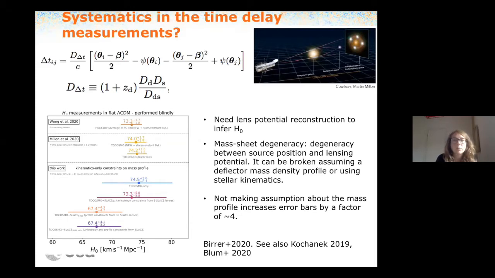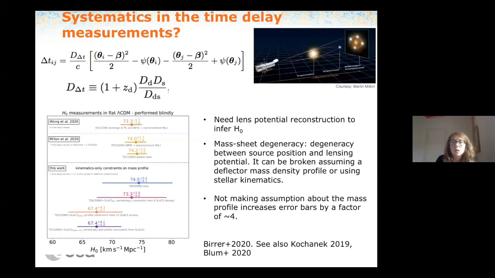For example, the baseline values that are used here used profiles which might be, for example, a power law or a Navarro-Frenk-White combined with stars. But several different papers and now also Birrer point out that if you relax this assumption, your constraints on H naught from quasars relax by about a factor of 4.